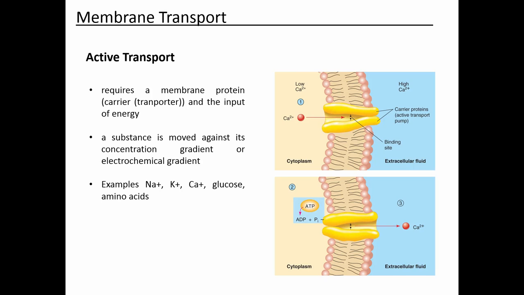And then examples of things that get moved by active transport include some of the things that also get transported by facilitated diffusion. Okay, do you guys have any questions about the general definition or what happens in active transport?